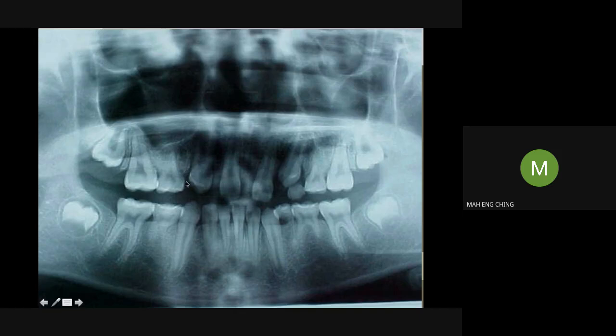So on this X-ray, you can see the 4 and 5 are missing, and the 2 and the 4 also missing. Oh, sorry, 2, 4, 5 also missing. So it's 3 here on this quadrant. So this patient will be 5H. The IOTN will be 5H.